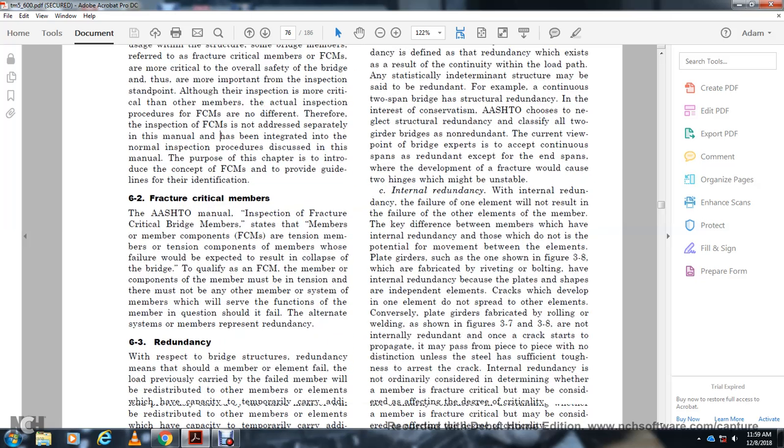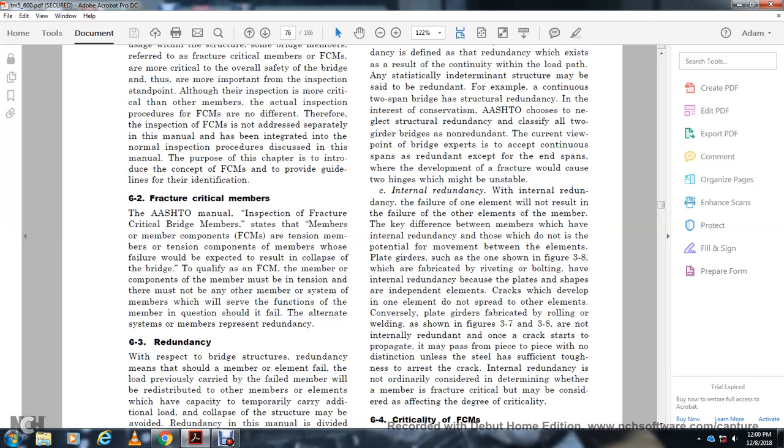Internal redundancy. With internal redundancy, the failure of one element will not result in the failure of the other elements of the member. The key difference between members which have internal redundancy and those which do not is the potential for cracks to move between the elements. Plate girders such as the one shown in figure 3.8, fabricated with rivets and bolting, have internal redundancy because the plates and shapes are independent elements, and a crack developing in one element does not spread to the other elements.